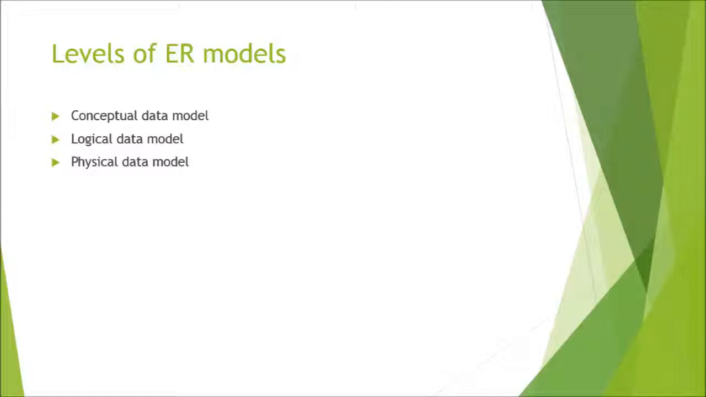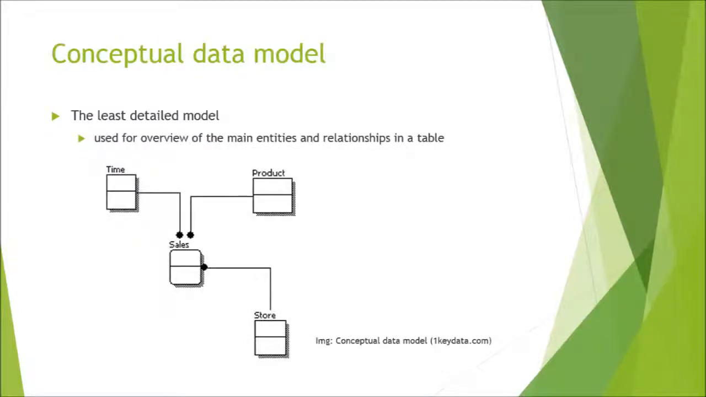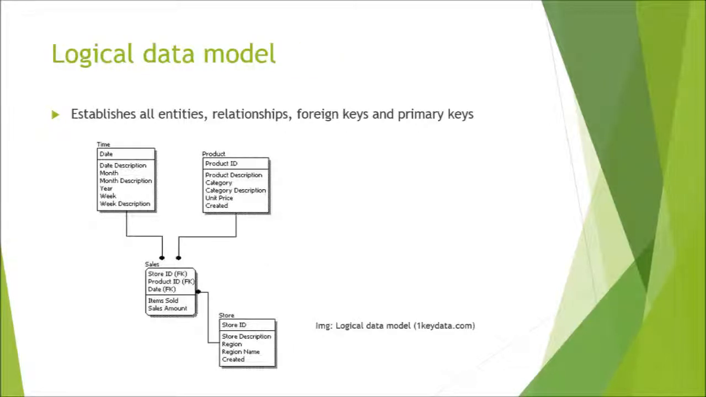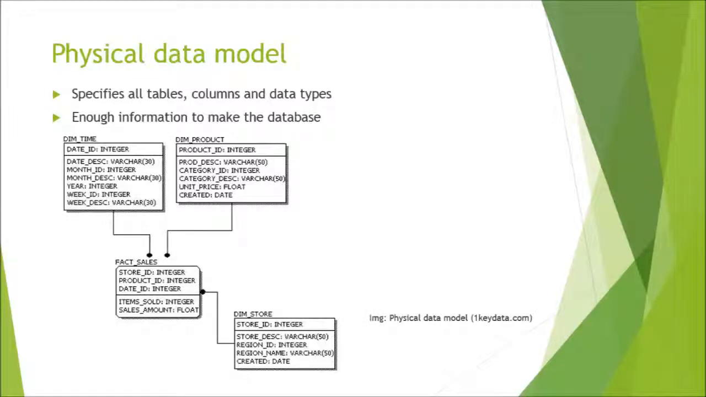There is a great example on the difference of levels of ER models on onekeyData.com. They use a simple product and sales database to illustrate how it's planned. The conceptual data model is used for overview of the main entities and relationships in a table. In this case, this is time, product, sales, and store. In the logical data model, all entities, relationships, foreign keys, and primary keys are added. Finally, all final details, like data types, are added in the physical data model. Now it contains enough information to create the actual database.